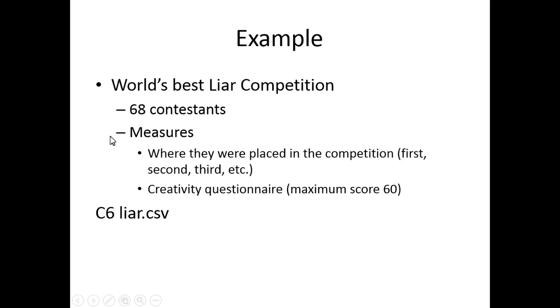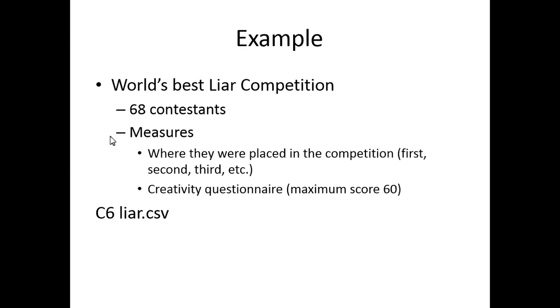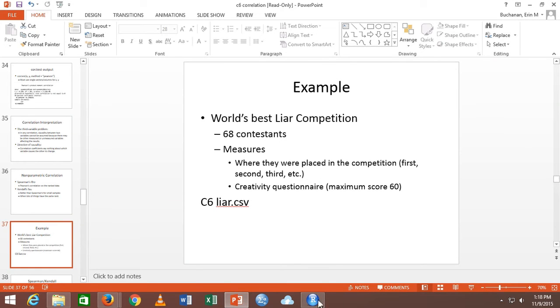All right, so I'll run an example. These two will also work if you have non-continuous data. So let's say you have ranked data already. So we're going to pull up this data. It's called the World's Best Liar Competition. It's from the book. So we have where people placed in the competition, first, second, third. So that is not continuous data. That is ordinal data. It's ranked already. And a creativity questionnaire. So this is the liar data set.